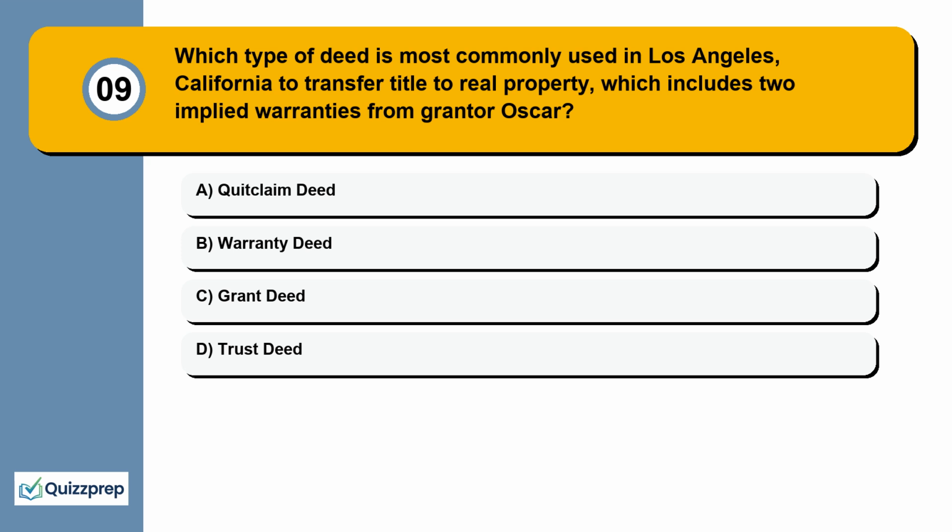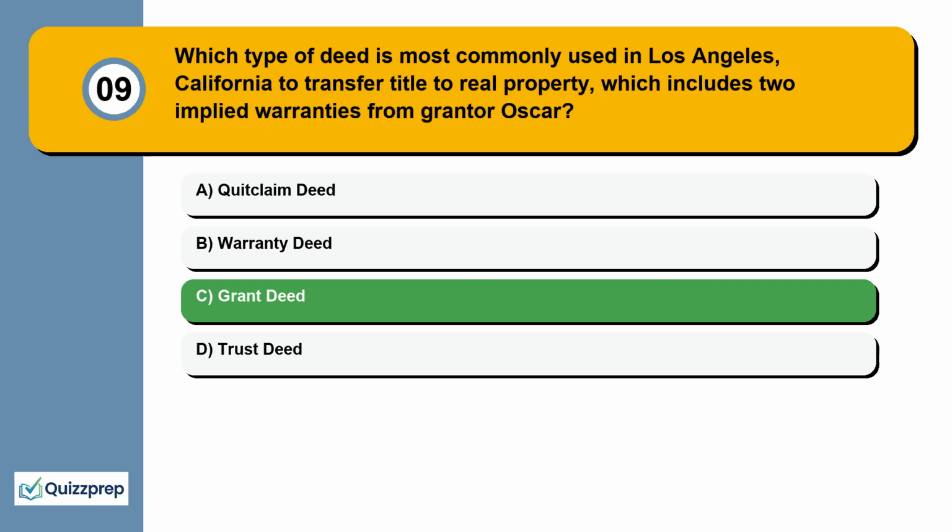Question 9. Which type of deed is most commonly used in Los Angeles, California to transfer title to real property, which includes 2 implied warranties from grantor Oscar? Quitclaim deed, warranty deed, grant deed, trust deed.